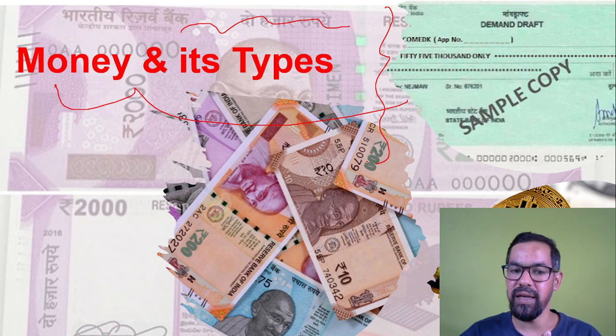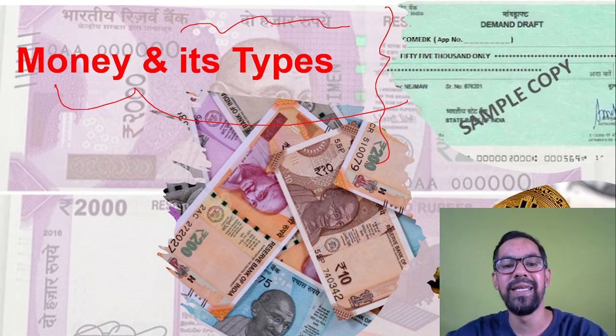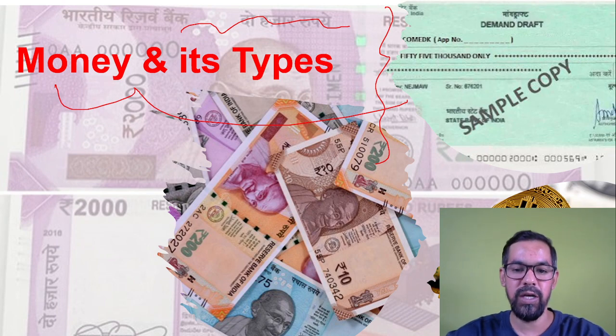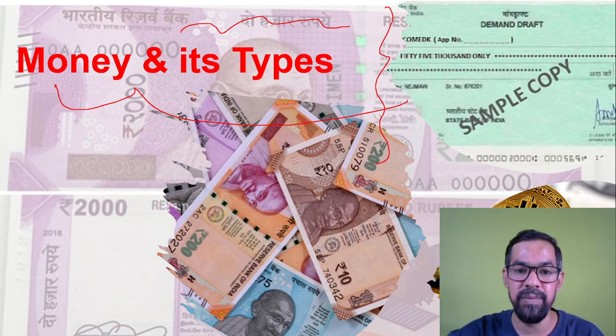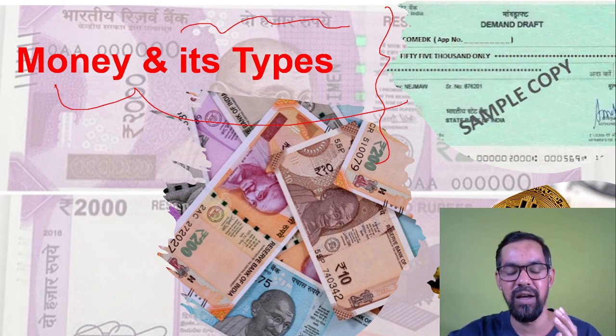And in our next video, we will talk about the overall money supply in the economy: what is money supply, what are the factors which are part of money supply, and what are M1, M2, M3, M4, M5 and M0 money.